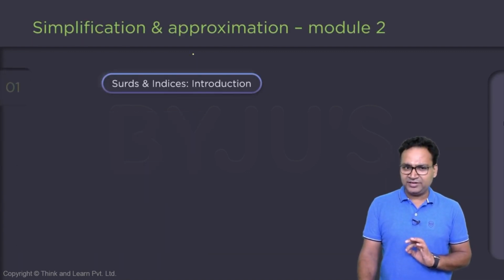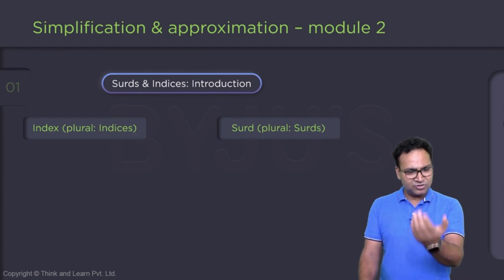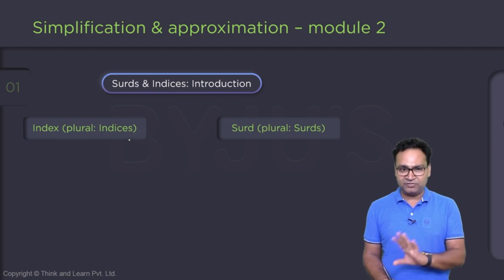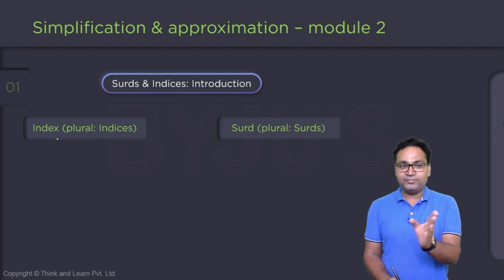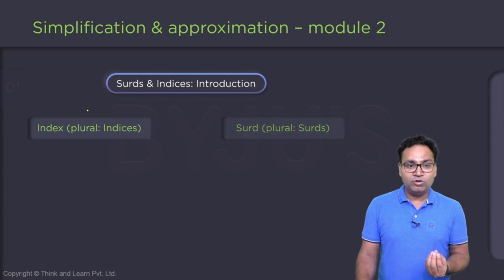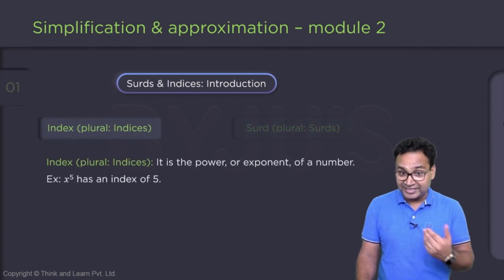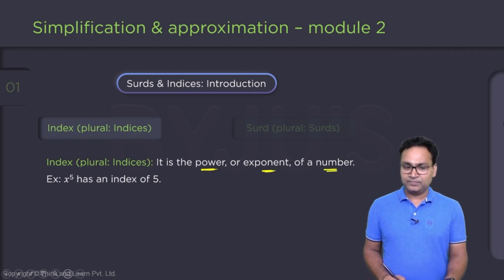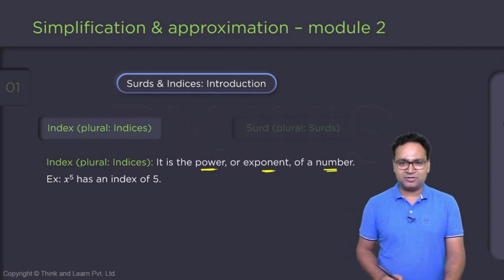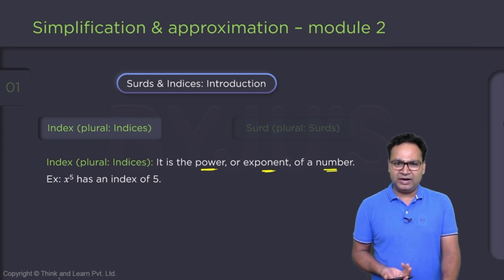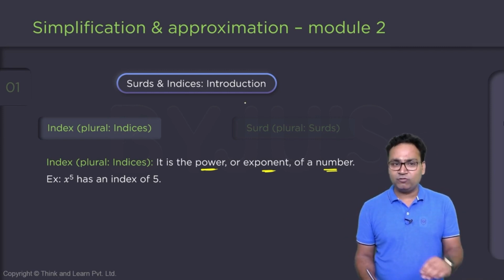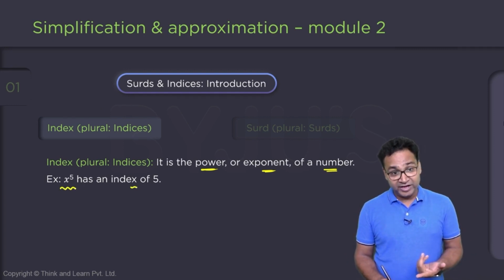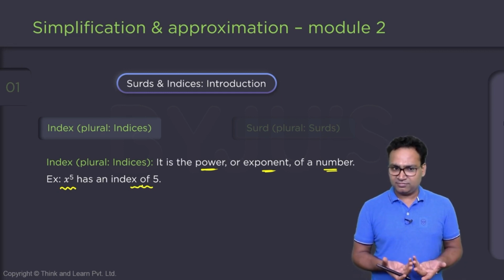You must have seen the words surds and indices. When you say surds or indices, these are technical terms. Indices is the plural name, index is the basic name. So when you look at what I mean by index, it is a power, it is an exponent. So when you say indices or index, it is nothing but the power. And indices is the plural form of index. So for example, I am writing x power 5, where 5 is the index of x power 5.